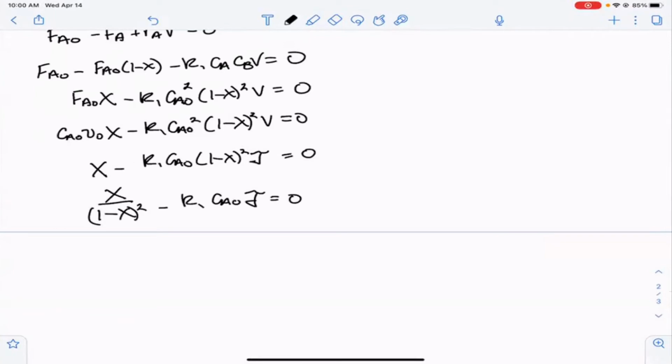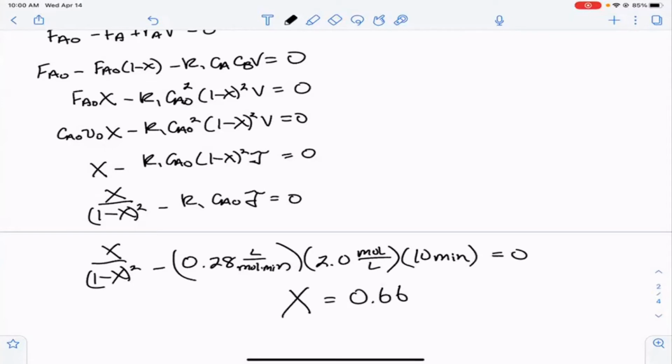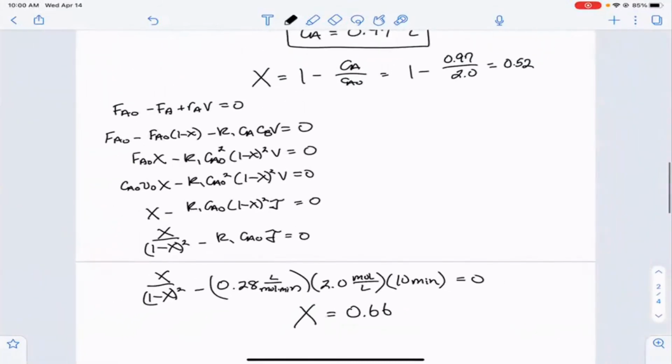And I basically just use solver for this. So we know X over 1 minus X squared minus 0.28 liters per mole minute times 2.0 moles per liter times 10 minutes is equal to 0. And so the conversion then is equal to 0.66, which is significantly higher than we had for the non-ideal case, right? Where the conversion was equal to 0.52.